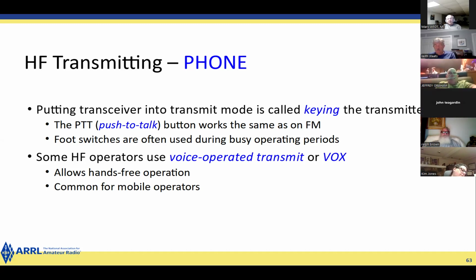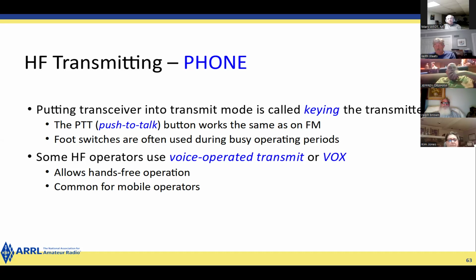I've always used a manual transmit mode myself. It dates back to my first rig, which was not so great with VOX. So I never, just habit, I always stayed with push to talk.